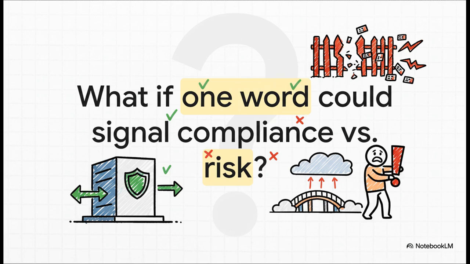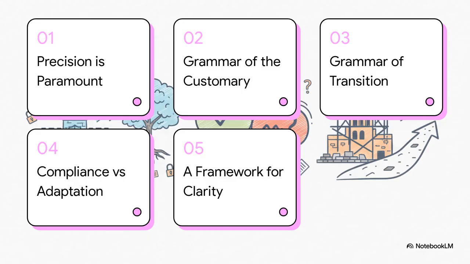It's a huge deal. So here's our game plan. We'll kick things off with why this precision is so critical. Then, we'll get into the nitty-gritty of what I call the grammar of the customary and the grammar of the transitional. We'll put them head-to-head to see the real-world implications, and I'll leave you with a super clear framework you can start using immediately.